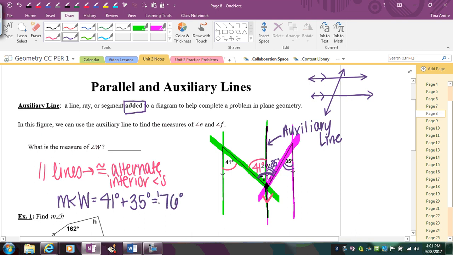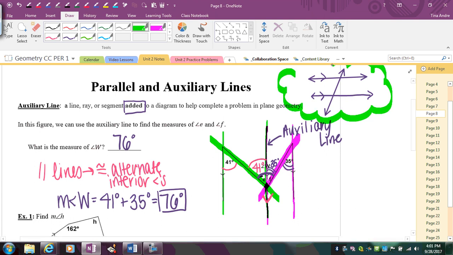So that's my answer. Remember, creating these auxiliary lines is just making it so that we have this picture right here, because this is our end goal. We need that picture so that we can use the angles that we already know about. We can use those alternate interior, alternate exterior. So really, that's what you want to look for.